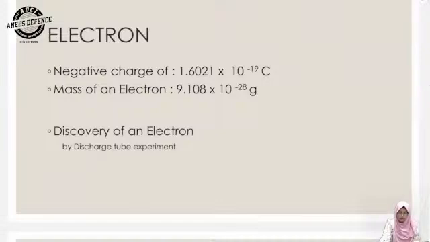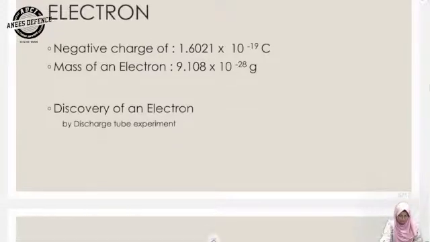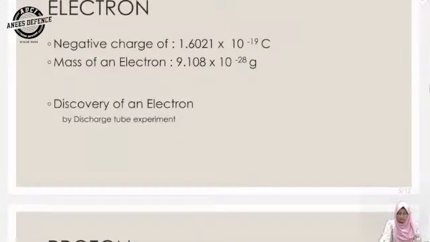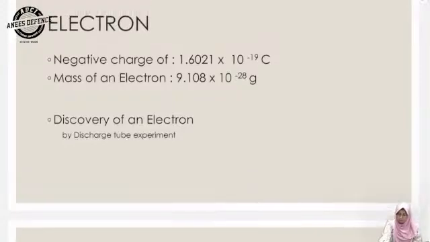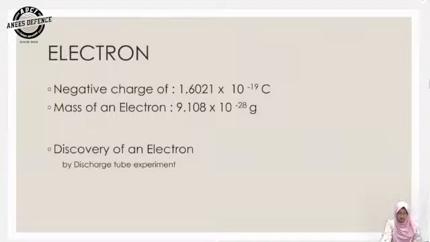Electrons are subatomic particles that carry 1 unit negative charge of 1.6021 × 10^-19 coulomb. The mass of an electron is 9.108 × 10^-28 gram. The discovery of the electron was done by the discharge tube experiment. It showed the emission of certain invisible rays from the cathode which produced fluorescence on the glass and affected a photographic plate. These are called cathode rays.